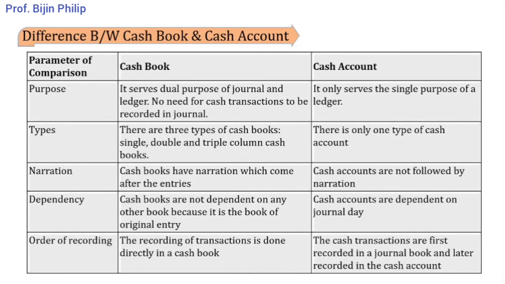The last important difference between cash book and cash account is the order of recording. In case of cash book, the recording of a transaction is done directly into the cash book. But in case of cash account, all cash transactions are first recorded in the journal book and later recorded in the cash account. So this is the order of recording cash transactions in cash book and cash account. These are some of the important differences between cash book and cash account.